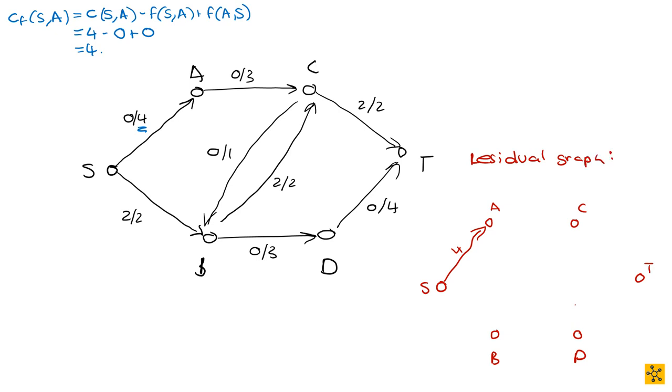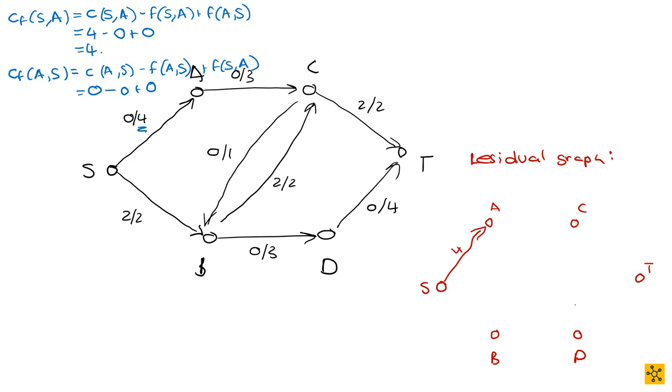Now we're going to continue and work out our residual capacity of A to S. Again, it's the capacity of A to S minus the flow from A to S plus the flow from S to A. So that is going to give you a 0 minus a 0 plus a 0, so we don't include that on the graph. One thing to note, and this is how we set up our network flow structure, is that if there isn't an edge going in that direction, it has a capacity of 0. So that works out here as well. We don't add in this edge because it has a capacity of 0.